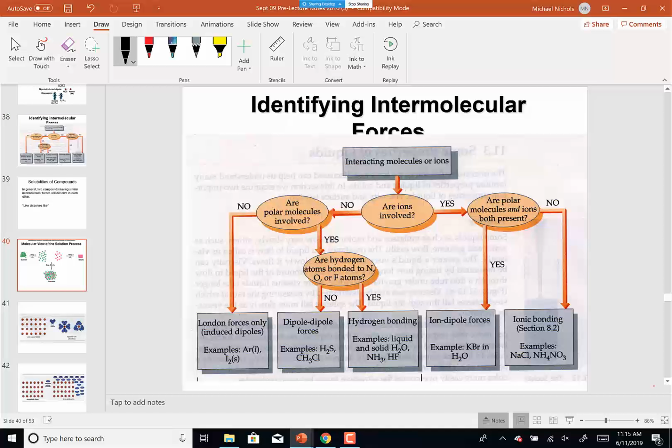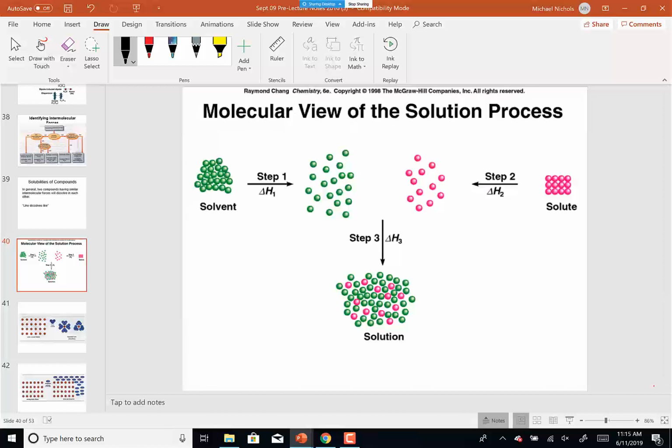Here's the last thing, as far as intermolecular forces. How do you know if two things are going to be soluble? What's the phrase? Like dissolves like. Like what? What's the like? So we're talking about the polarity of the molecules. What are we really talking about? The intermolecular forces that they undergo.